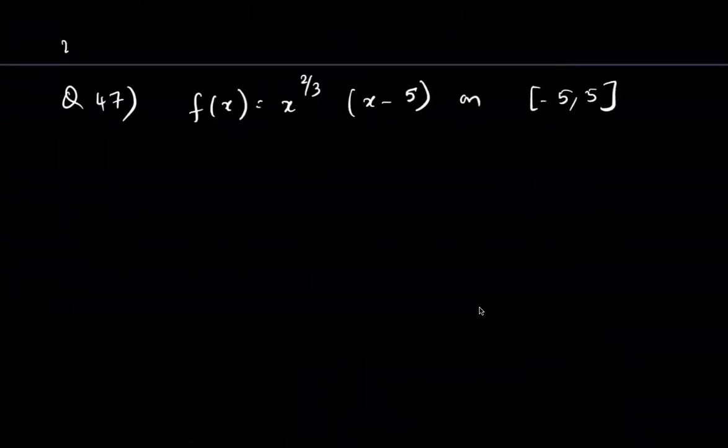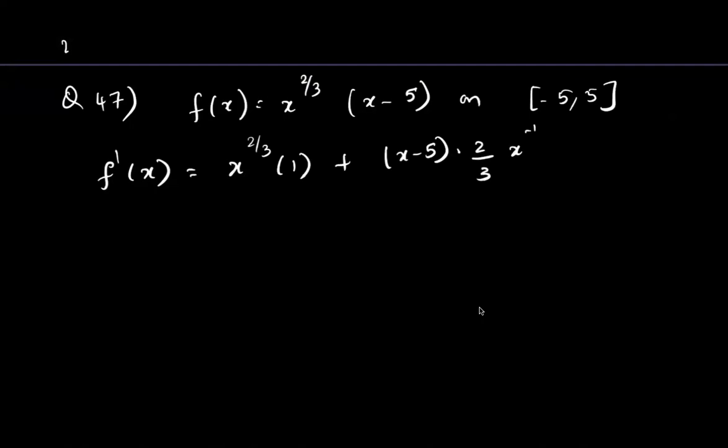All right. Next question. Again, we are going to use the first derivative test to find the local maxima, minima, and also the absolute maximum and minimum if they exist. Okay. All right. So the first thing is to take the first derivative. Okay. So use the product rule. So let us combine this.